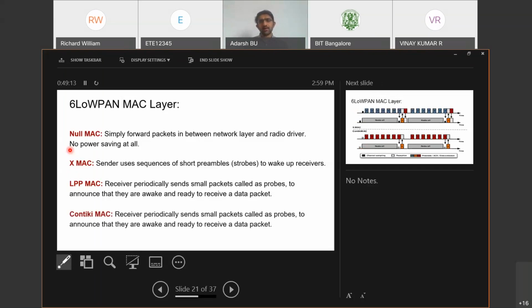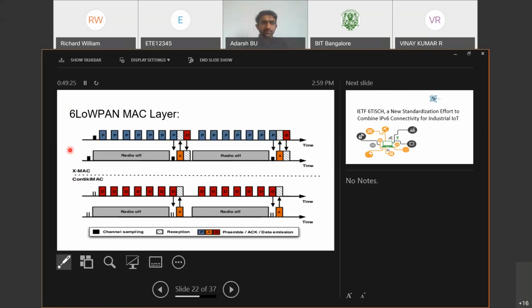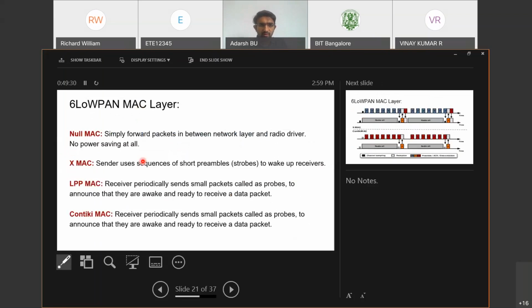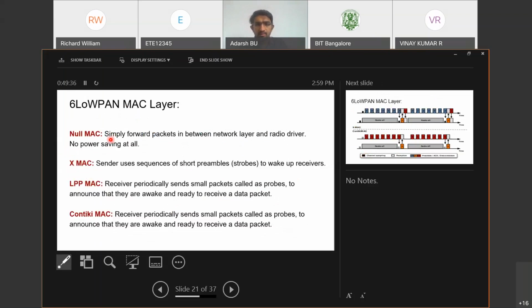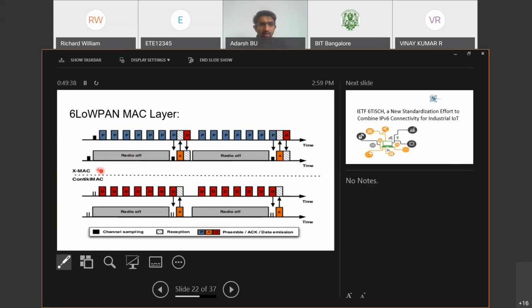So in the ContikiMAC, a receiver periodically sends small packets called probes to announce that they are ready to receive the packet. Let's see it in the diagram itself. So this is the XMAC. In the XMAC, what we have discussed here, we are sending strobes, right? The top one is the XMAC, and the one below is the ContikiMAC.